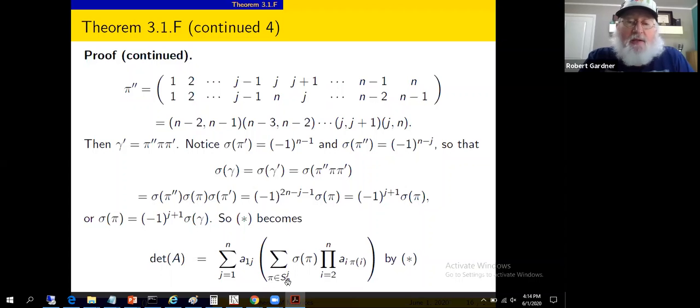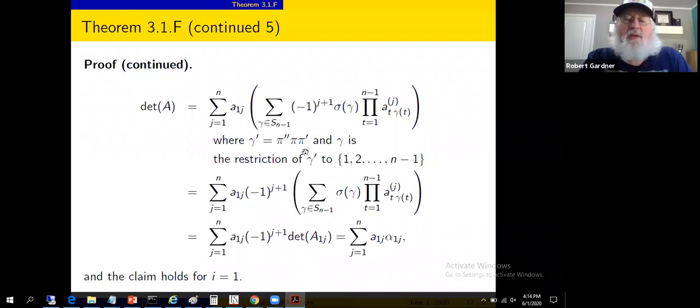I want gammas down here because those gammas, from the previous slide, live in S sub n minus 1. So if we can get permutations down here in S sub n minus 1, and we can adjust this so that it runs from 1 to n minus 1, we have ourselves a determinant of an n minus 1 by n minus 1 matrix. So that's the big picture. All right, so how are we doing? Sigma of pi: I know what sigma of pi is in terms of the gammas, so we can substitute that in there.